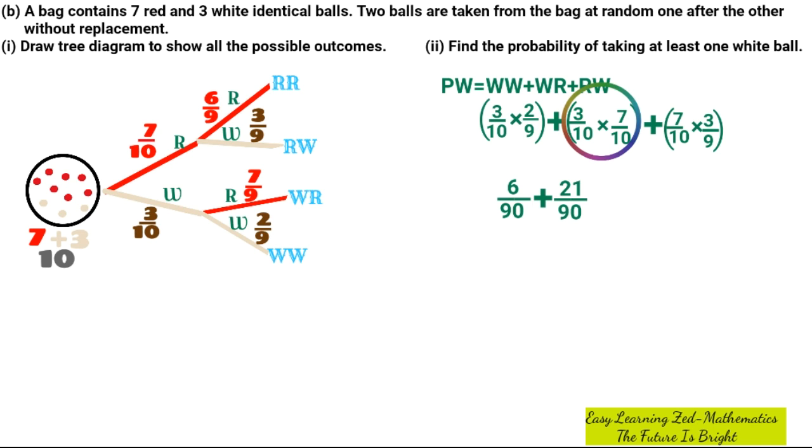Then I'm going to go to the last pair of fractions. So I'm going to say plus, 7 times 3 will be 21, and 10 times 9 will give us 90, so it will be over 90. Since the three fractions have the same denominator, I'm just going to pick one denominator and add the numerators. 6 plus 21 will give us 27, 27 plus 21 will give us 48, so it's going to be 48/90.